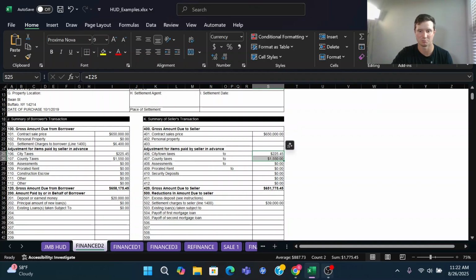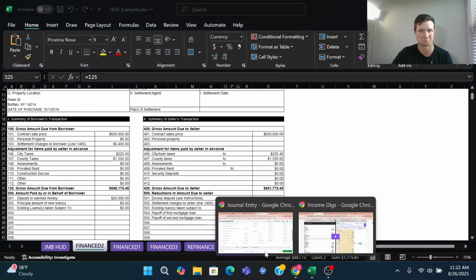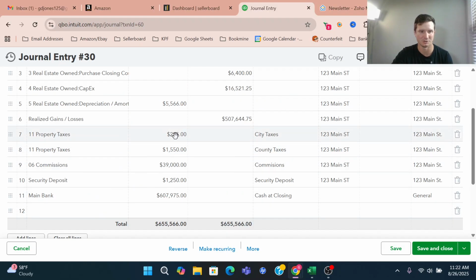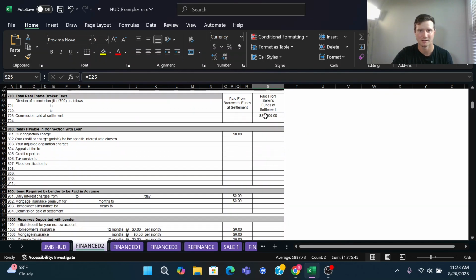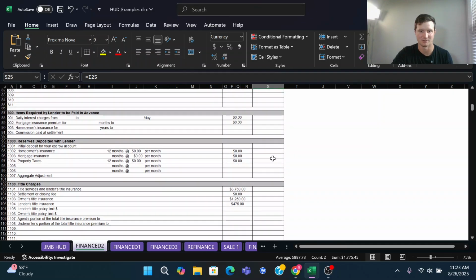Those two, we're just plugging it into the journal entry. Simple as that. No issues there. And then same thing with commissions. Since this was just a cash purchase, we don't have to take points out. We don't have to take anything like that out. So we're just taking the number right here, settlement charges right here, because you can look down here. It's just settlement charges, and then there's nothing else.